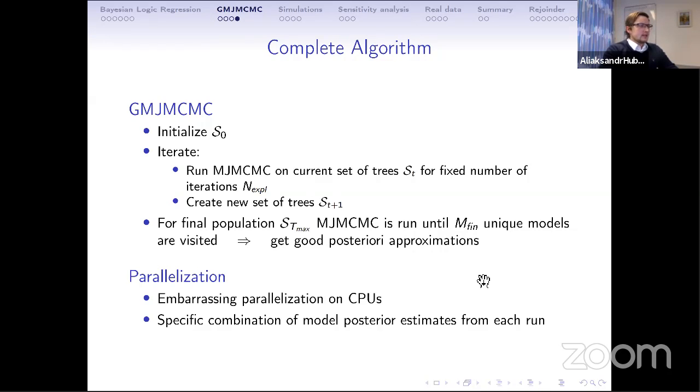We have also suggested an embarrassingly parallel implementation of the algorithm based on CPUs. The resulting probabilities can be either merged using the renormalized formula that we have seen beforehand, where we simply use all of the unique models from all of the threads in the denominator of the bias formula, or we can use some specific weighting schemes to get the posteriors based on the parallel runs of GMJ-MCMC.